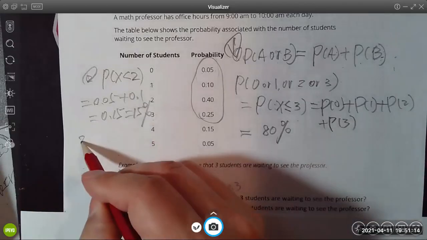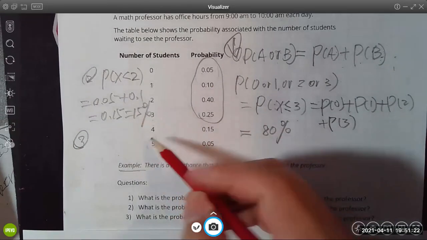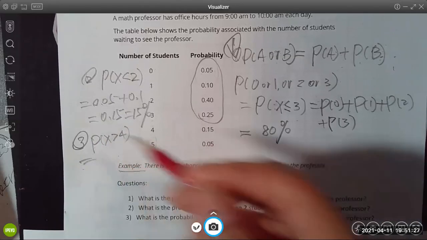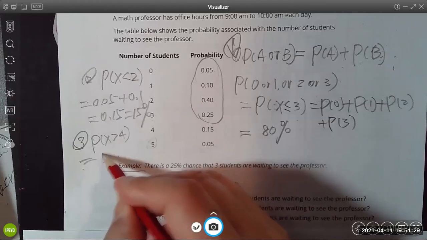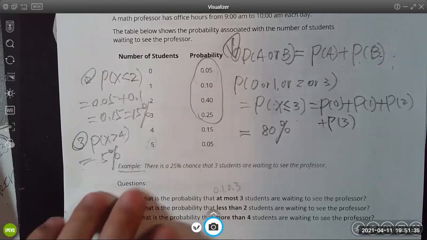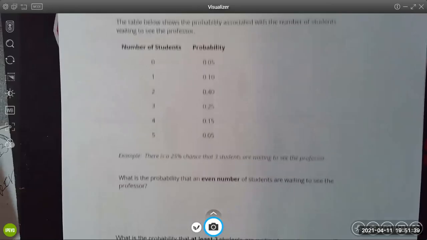Now, third one, what is the probability that more than 4 students are waiting? More than 4. There's only one number more than 4, right? This is what we're looking for. So directly it is 5%, 0.05. Only 5 is more than 4. So it's very easy once you understand that. Let's continue. Another one.